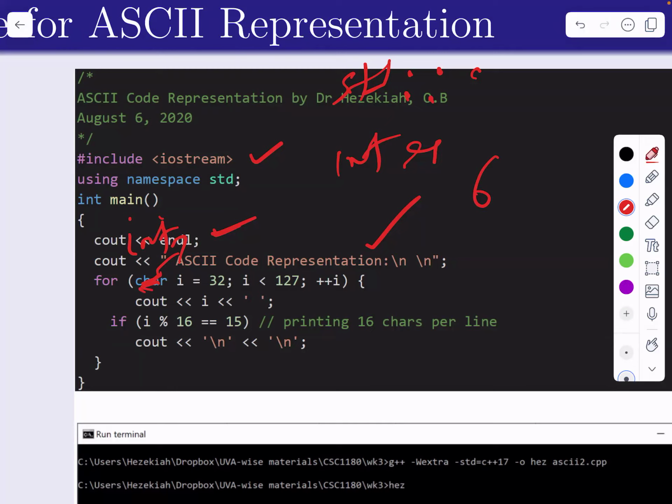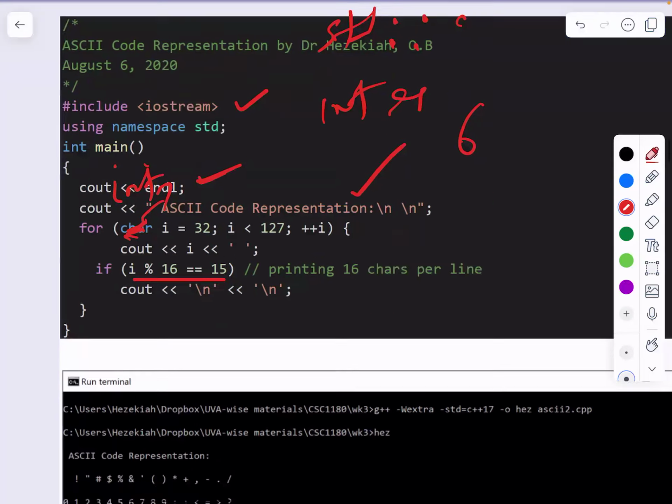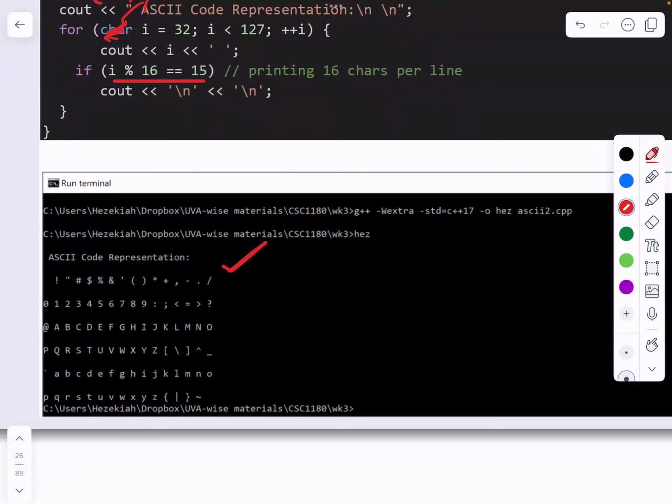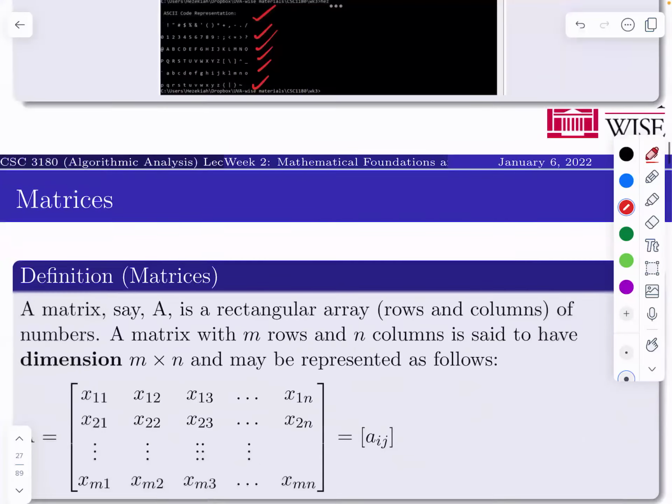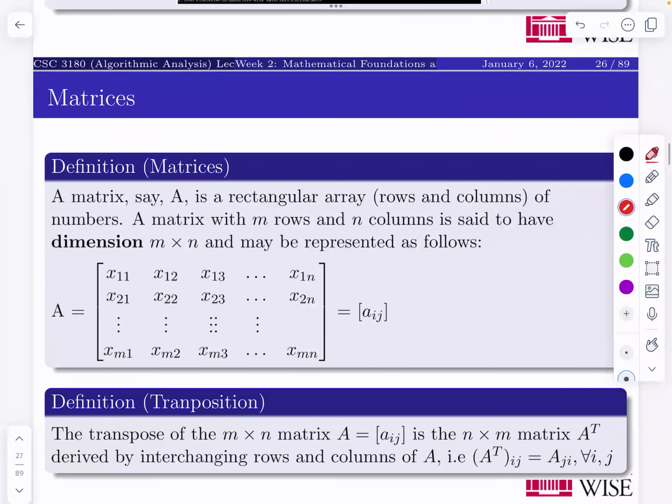Okay, and then this modulo operator is to print 16 characters per line. And that will give you this. That will give you that. Okay. Then we move to matrices. A matrix is a rectangular array of numbers in rows and columns. Okay.